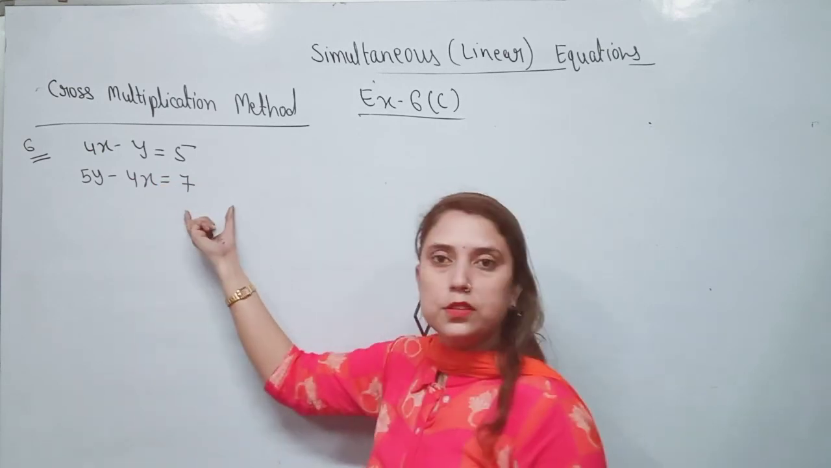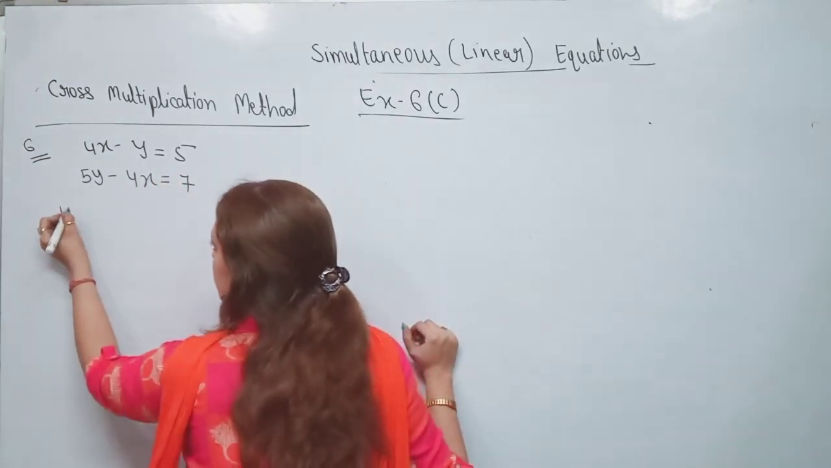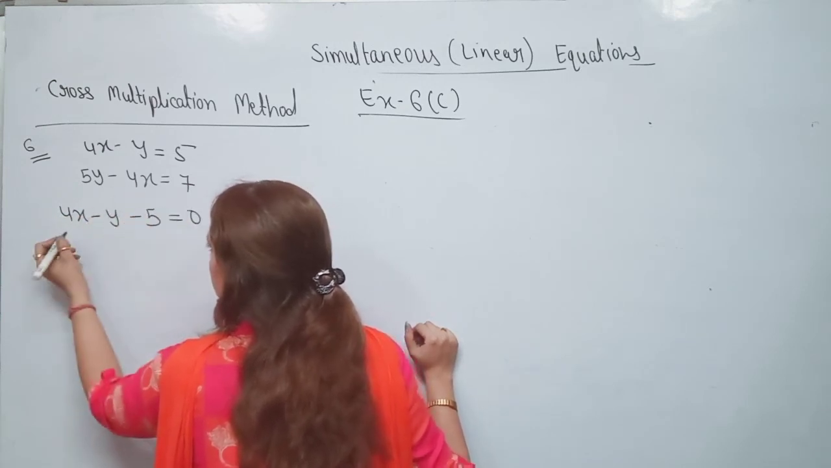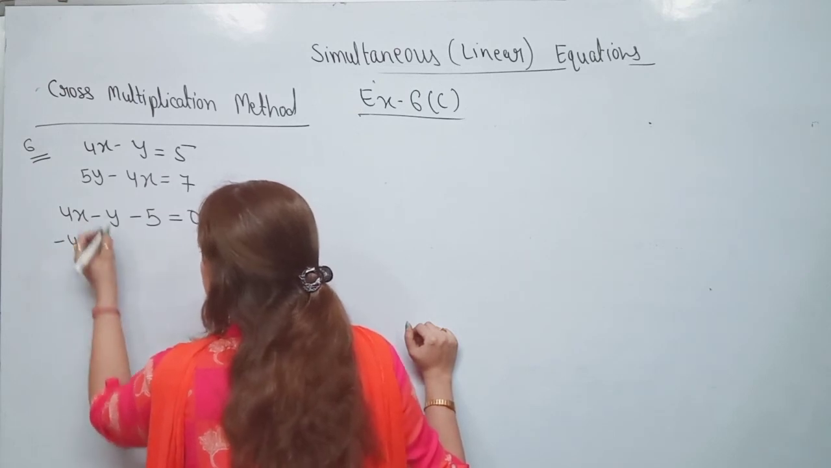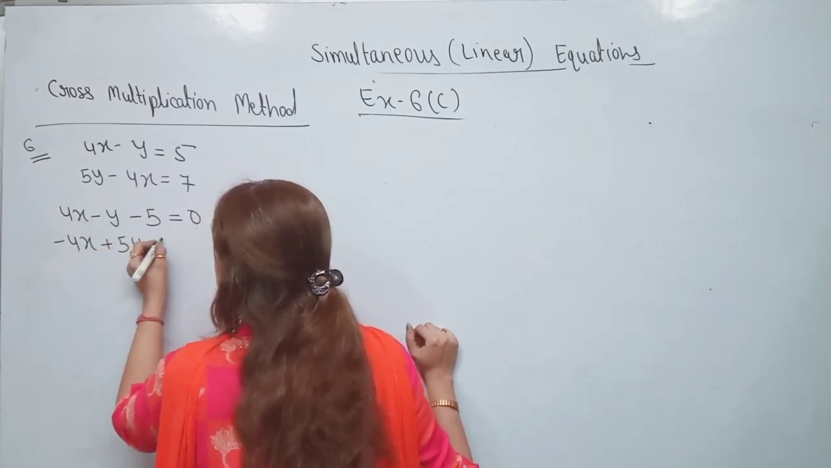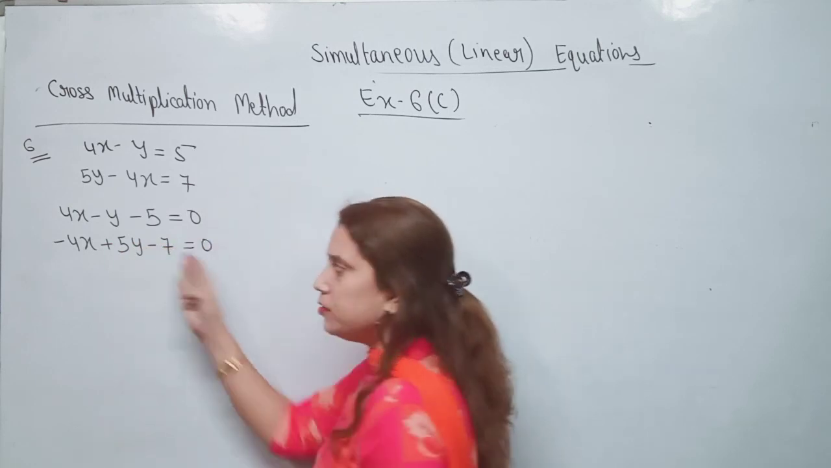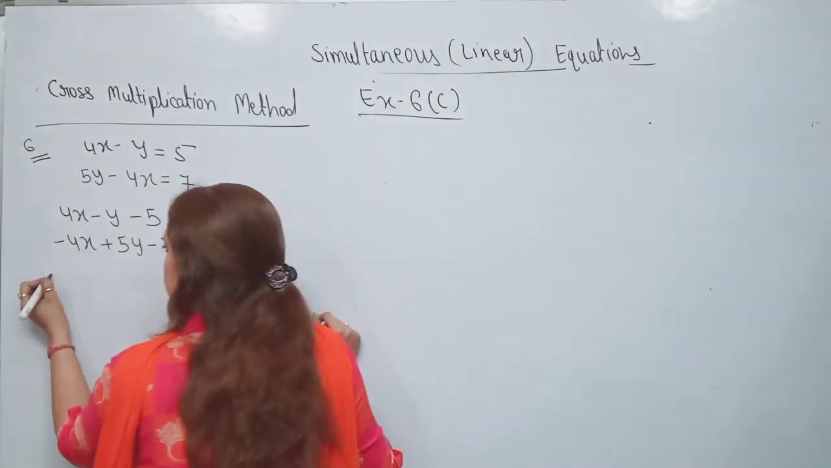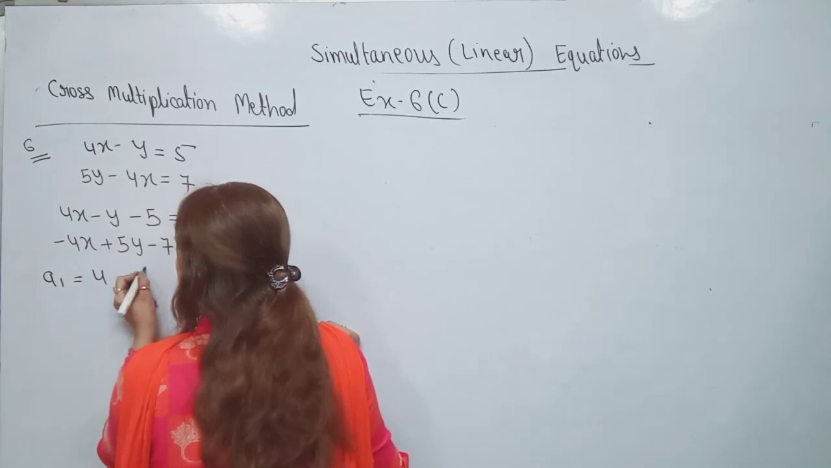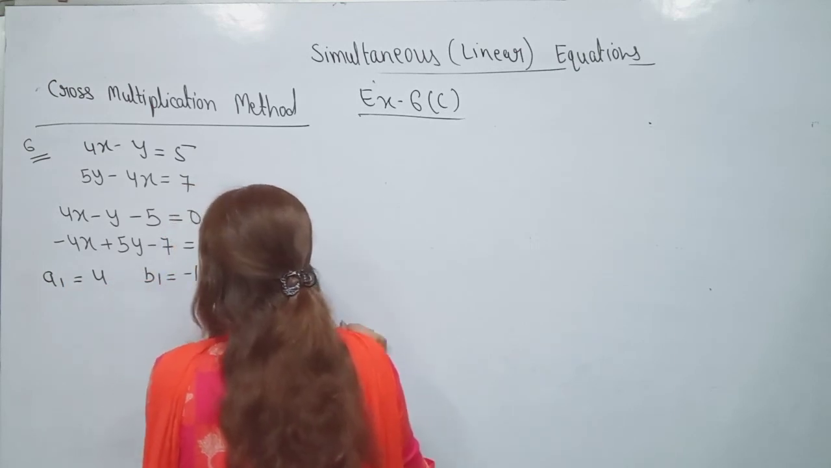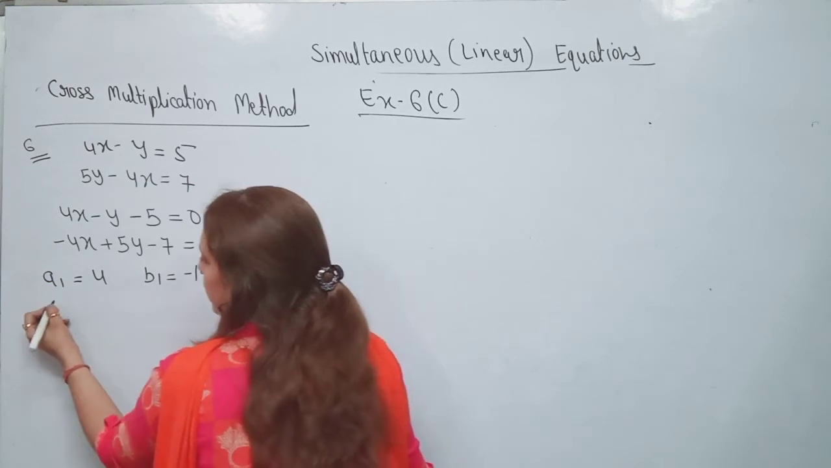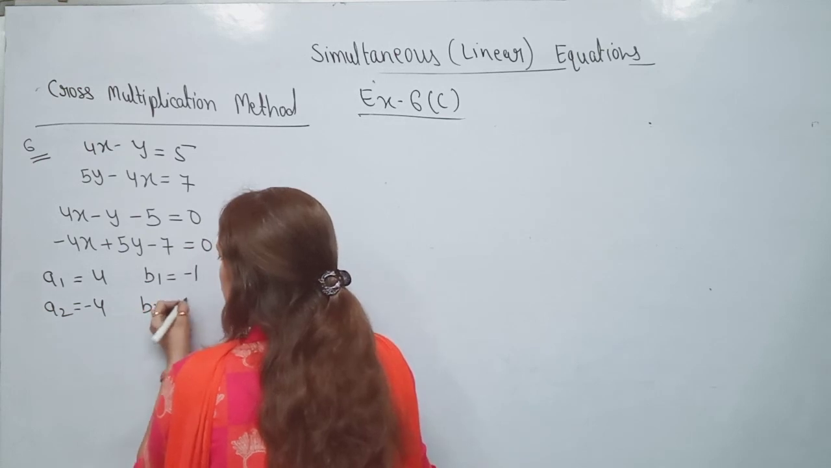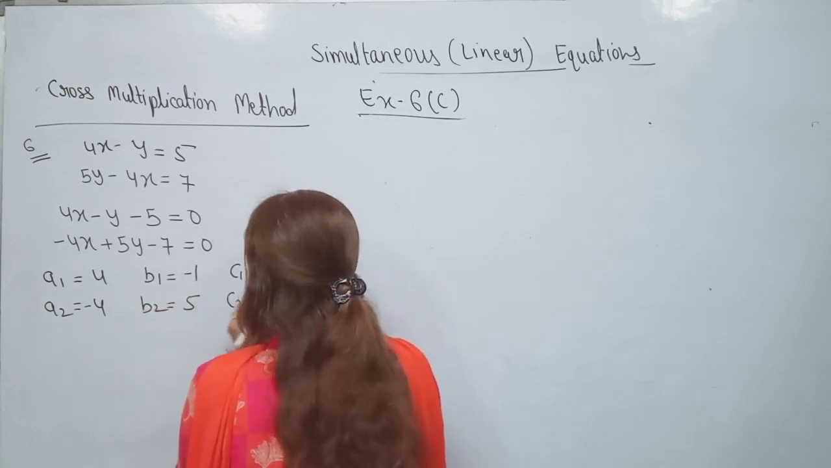So first we write it down in the standard form. So it will be 4x minus y minus 5 is equal to 0 and minus 4x plus 5y minus 7 is equal to 0. After that write down the values of a1, b1, c1, a2, b2, c2. a1 is 4, b1 is minus 1, c1 is minus 5, a2 is minus 4, b2 is 5 and c2 is minus 7.